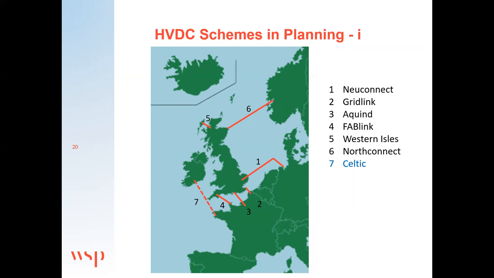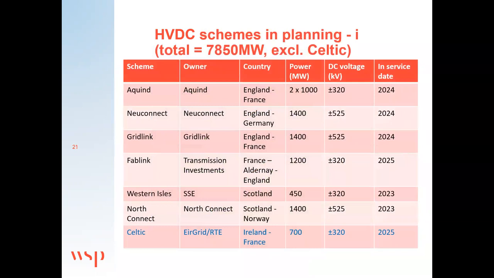But as you can see, there are links to Norway, to Germany, to France, actually three to France. France is a popular destination being so close. And a link from Northwest Scotland to the Outer Hebrides, which again would class as an embedded link, as the Outer Hebrides is part of the 50 hertz synchronous system in the UK, connected at 132, I believe. So seven schemes in planning to add to the ones we already have. Excluding Celtic, that would be 7.8 gigawatts of additional schemes coming on stream.